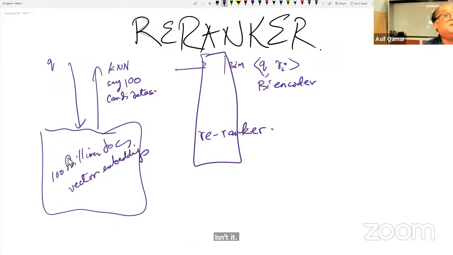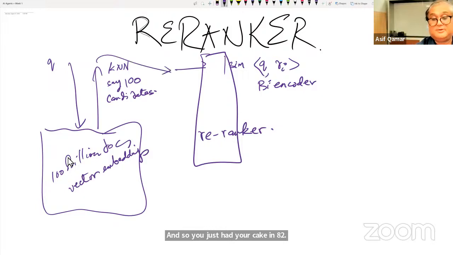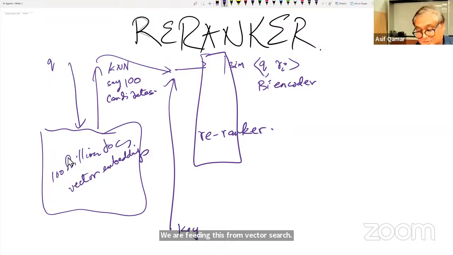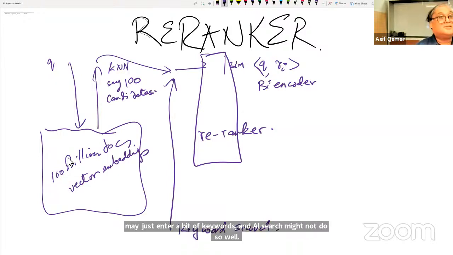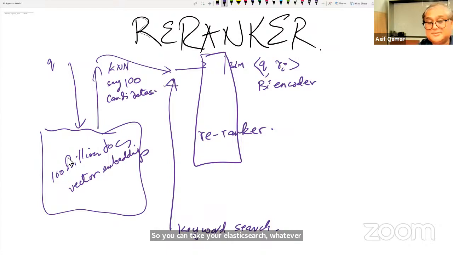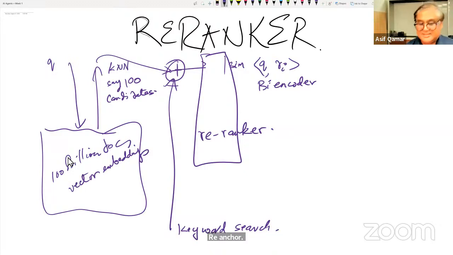While you are at it, let's bring one more idea. We are feeding this from vector search. Why not sneak in things from keyword search also? Because we know that sometimes people may just enter a bit of keywords and AI search might not do so well. So you can take your Elasticsearch or Solr, whatever, and the search results for that also, you can mix it up and give it to the re-ranker, isn't it? And when you do that, you create what is the benchmark, is the right way of doing it, actually. This is the hybrid search.